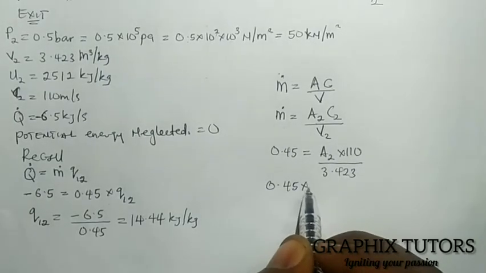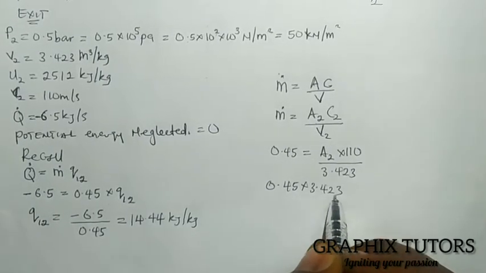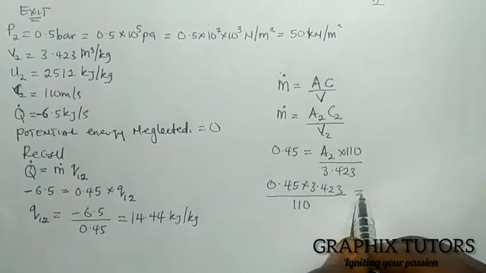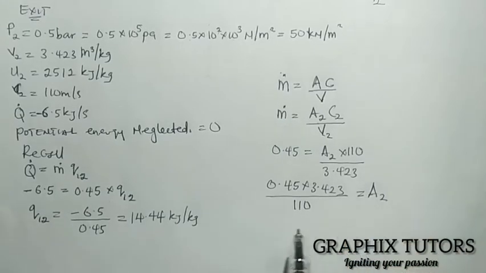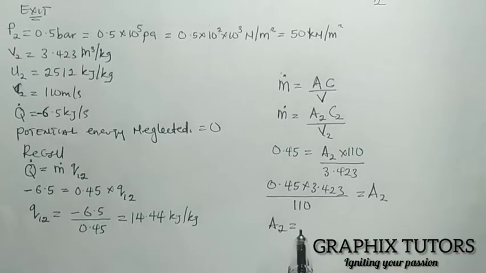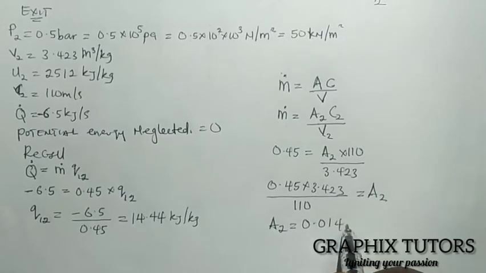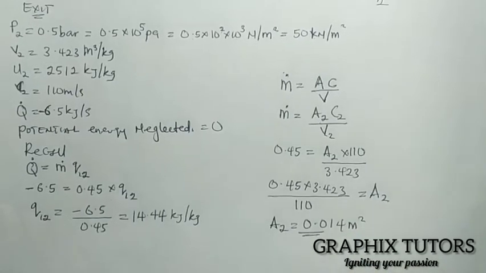If I cross multiply, 0.45 multiplied by 3.423 divided by 110 equals A2. So my A2 is 0.45 times 3.423 then divided by 110, which gives me 0.014 meter square. So this is my exit cross-sectional area.